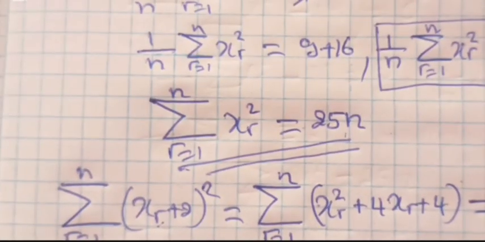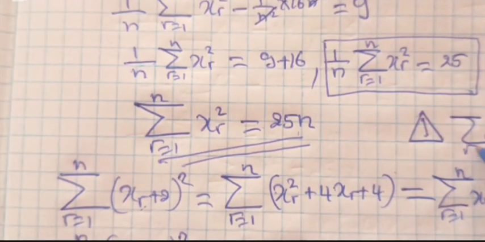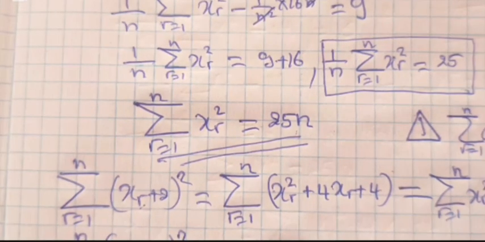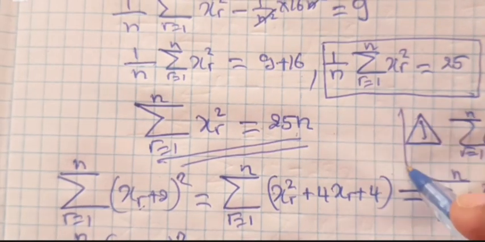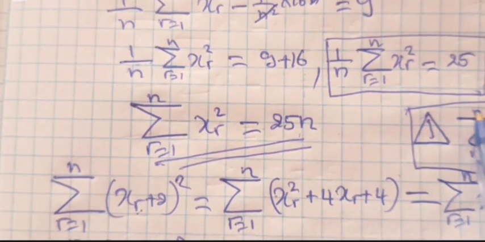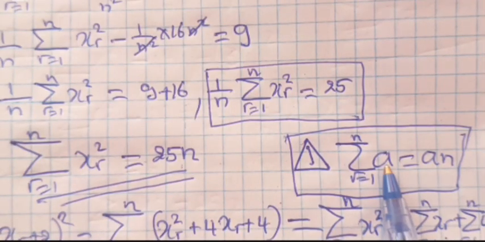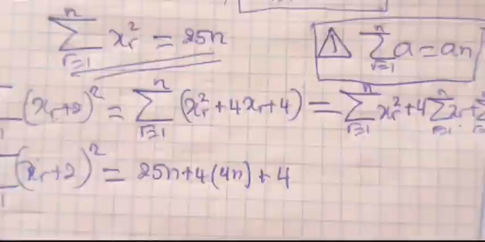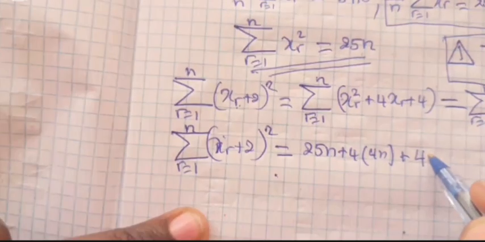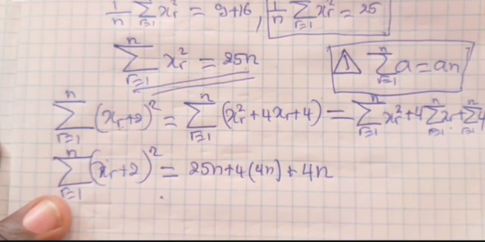I want you to note this. The sum of a, all from 1 to n, this is a n. We need to note this. Here, this n multiplies a, this n multiplies a to be an. Now, this must be 4n. It must be 4n, guys.